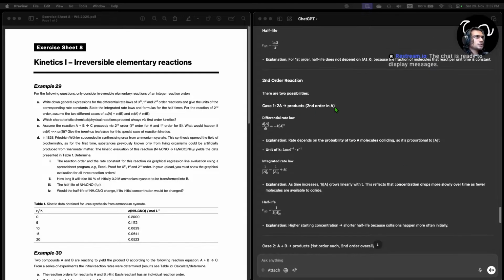So second order reaction, 2A to products. Differential rate law: minus d[A]/dt equals k[A]squared. The rate depends on the probability of two A molecules colliding, so it's proportional to A squared. Okay. Integrated rate law: 1/[A]t equals 1/[A]0 plus kt. As time increases, 1/A grows linearly with time. This reflects that the concentration drops more slowly over time as fewer molecules are available to collide. Makes sense.